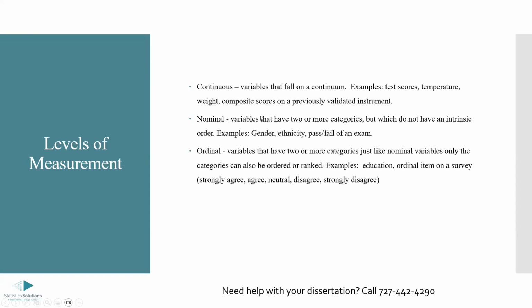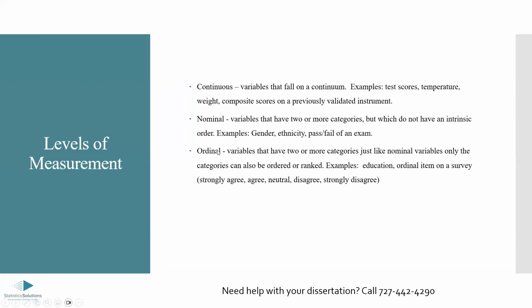Nominal variables are categorical factors. So you need to have two or more distinct categories, but there's no intrinsic order to these categories. So there's no hierarchy or ranking. So examples like this are gender, ethnicity, or passing and failing of an exam. We have distinct categories within each of these variables.